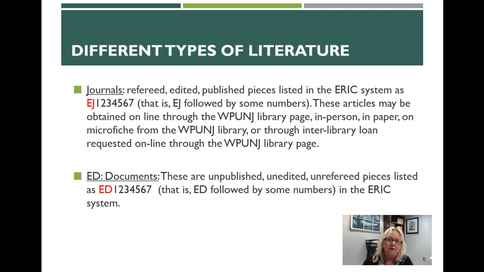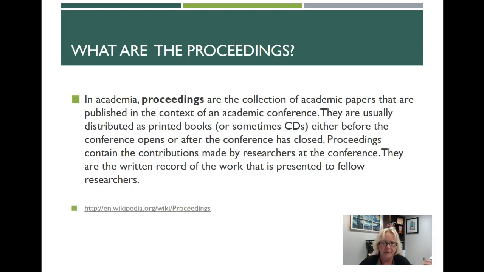Different types of literature. So we've been talking about refereed articles, peer-reviewed articles, and the journals in the ERIC system are labeled EJ. So they're in a journal. They might not all be refereed completely. They're in a journal. I don't know if everything that's EJ is definitely refereed. But you don't want ED. If the results list shows an ED, that's not going to be something that you want to even look at unless it's just for background for yourself.